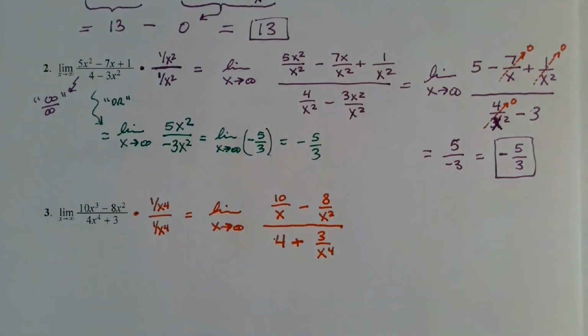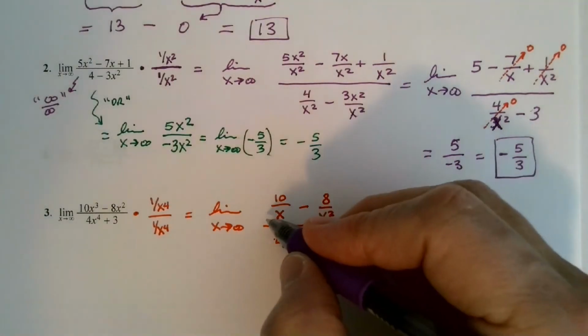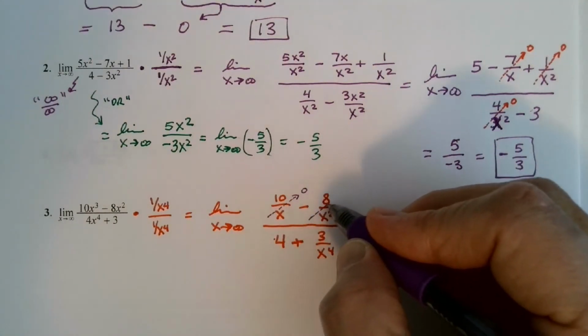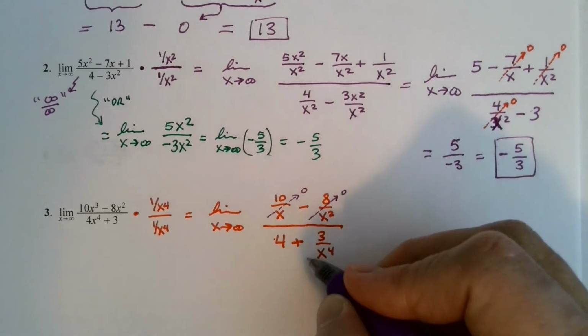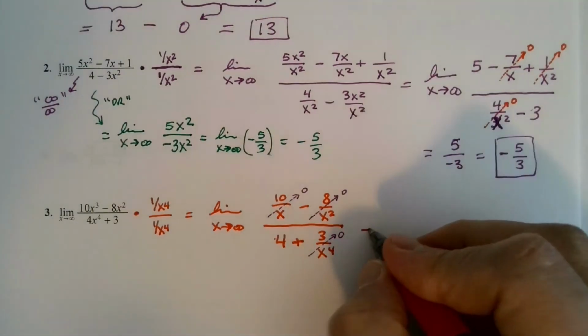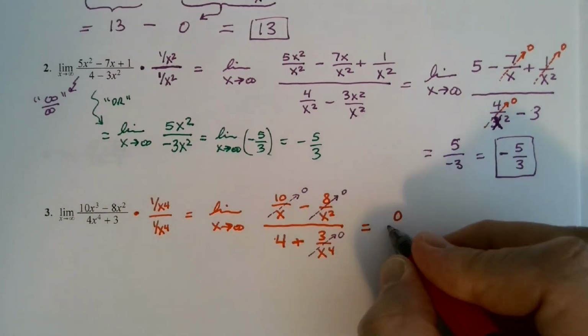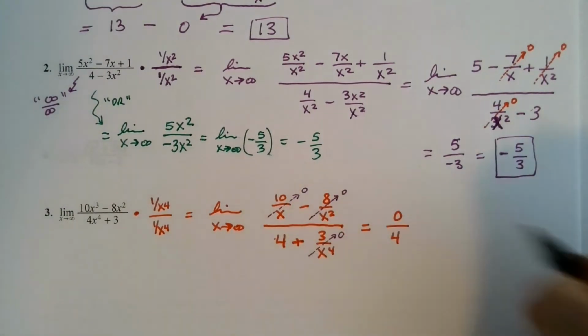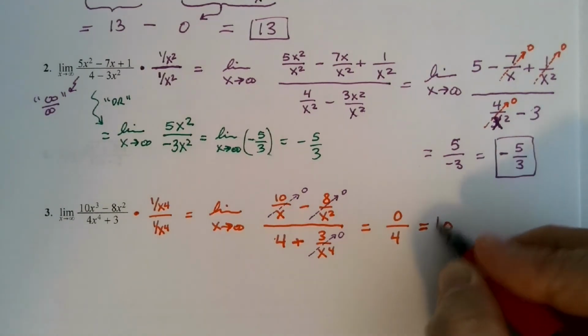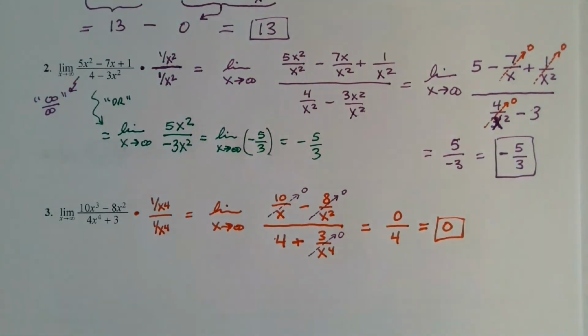Now what happens as x goes to infinity? This fraction is going to 0. By that theorem above, this fraction is going to 0 and this fraction is going to 0. And so what is our limit approaching? 0 minus 0 over 4 plus 0. That is determinate, right? 0 divided by 4 is 0, and that's our limit. In other words, we have a horizontal asymptote of y equals 0.